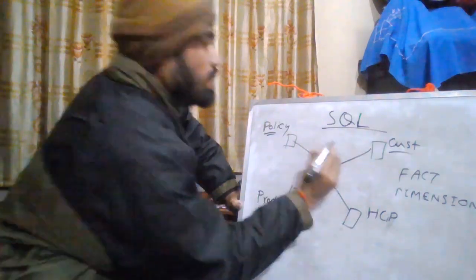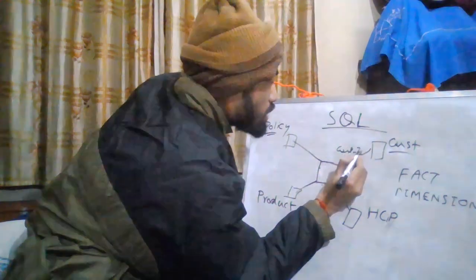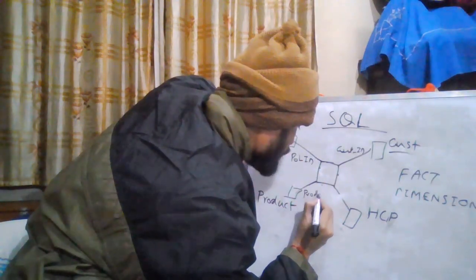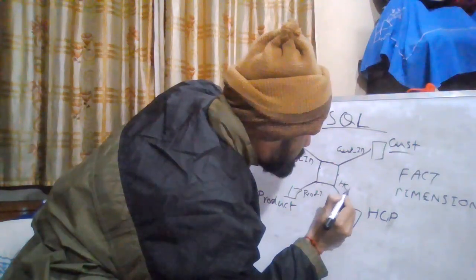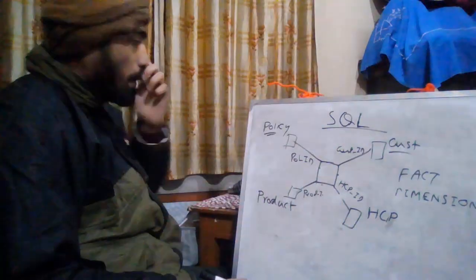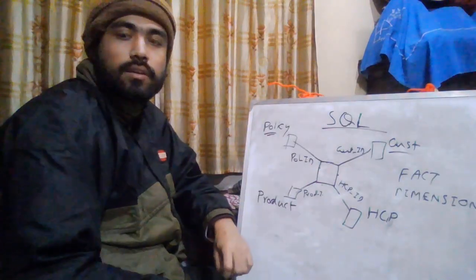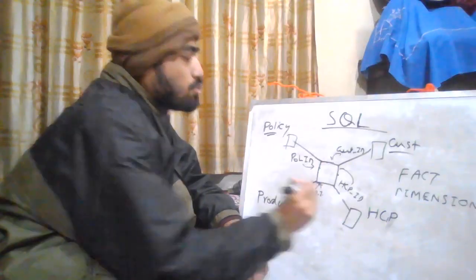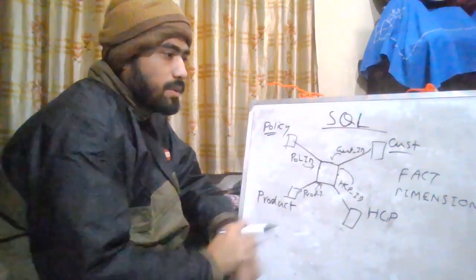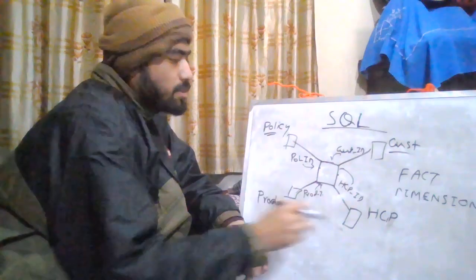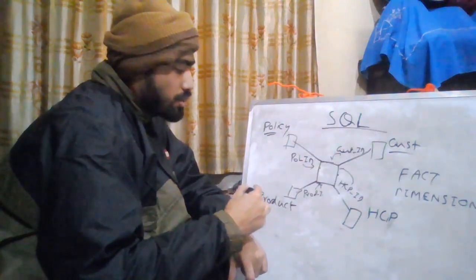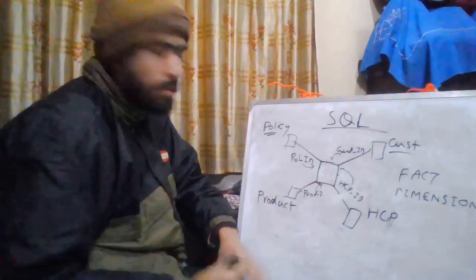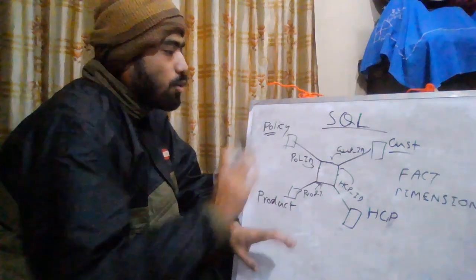For example, for the cust table, this is cust_ID. For the policy table, it is pol_ID. For the product table, it is prod_ID. And for the HCP table, it is HCP_ID. These are the most important parameters. So the fact table must contain these parameters. And using these IDs or unique values, the dimension tables, all these policy, customer, product, and HCP tables are going to be connected to the central fact table. And this fact table will hold all these parameters.